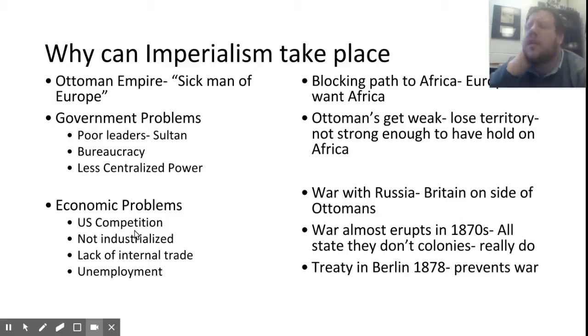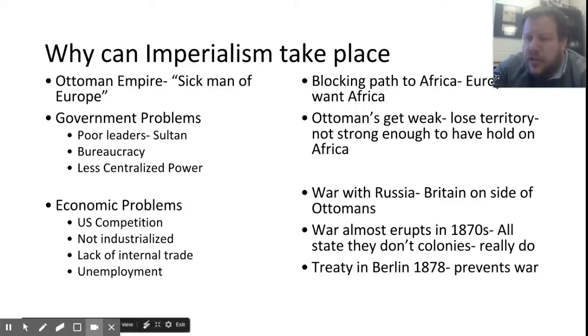They're even less industrialized than Russia is. But they're also blocking the path to Africa. If you think about the path from Europe to Africa, the Ottoman Empire is kind of in the way, and they also control a lot of that northern territory. That's what Europe wants. They want to get in that territory so they can get access to those raw materials. But the issue is you have that Ottoman Empire in the way.